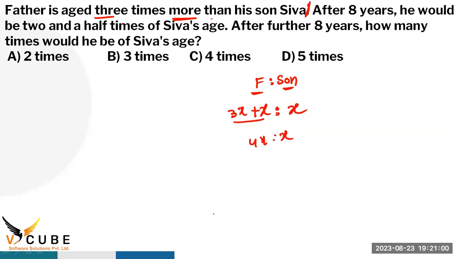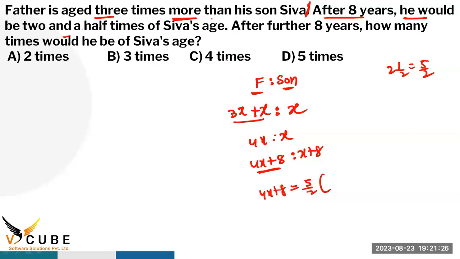Formation, yes sir, no, yes sir. Okay, right. Next, read the next statement: after 8 years. After means plus. 4x plus 8 is to x plus 8. He would be 2.5 times, that means 2 1/2, which means 5/2. He would be, meaning father, 4x plus 8 is equal to 5/2 into, it would be 2.5 times, Shiva's age.